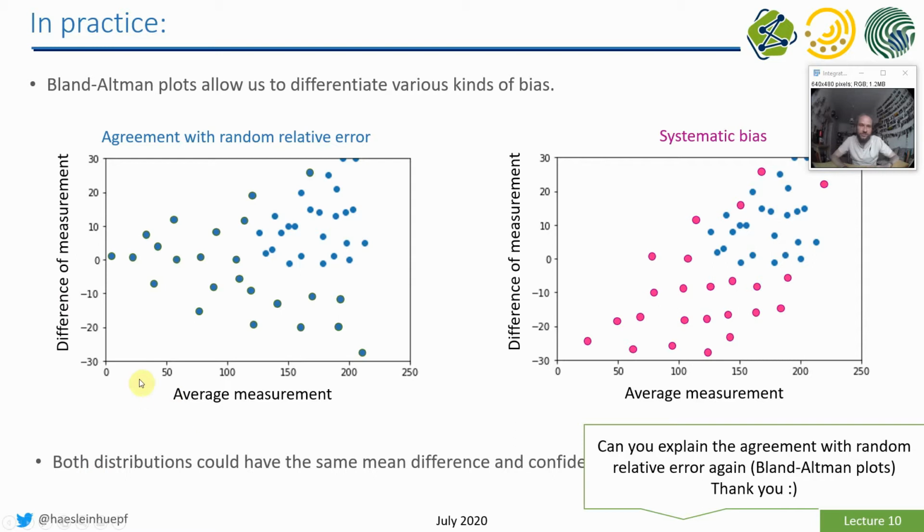So when we look here from the left to the right, in case we do a measurement of a small thing, of a kid, we're measuring the height of a child, then the variation between these methods is small. If we are measuring something larger, so we are measuring the height of an adult now, then our error may be larger. And this is what I call a random relative error. Relative because it is related to the measurement itself.